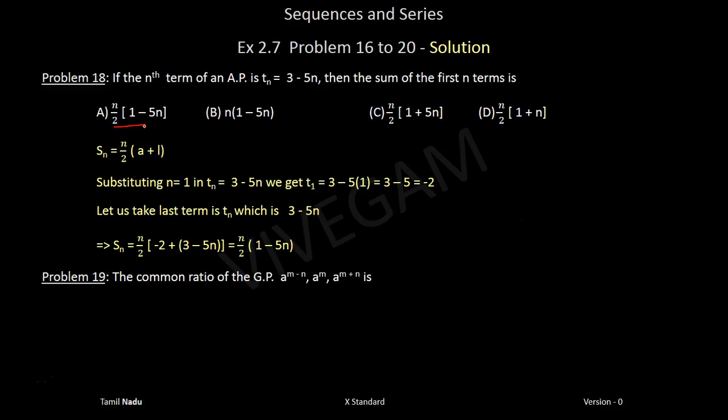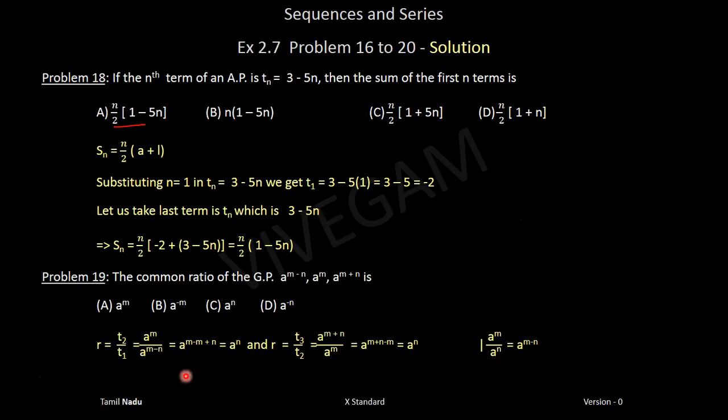Right, now let's go to the 19th problem. The common ratio of the GP a to the power of m minus n, a to the power of m, and a to the power of m plus n is... So again it's like one of the previous problems. They have given you 3 terms in a GP and they are asking us to find the common ratio. So it is this term divided by this term, or this by this. So the common ratio r will be a to the power of m divided by a to the power of m minus n, or a to the power of m plus n divided by a to the power of m. So that is our common ratio.